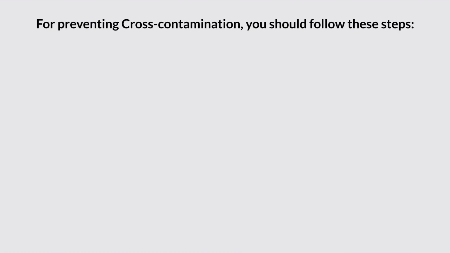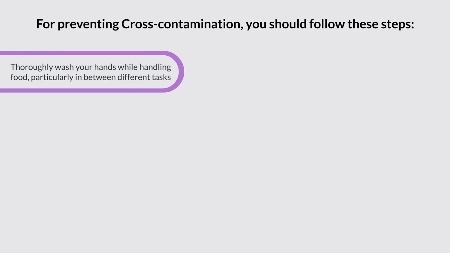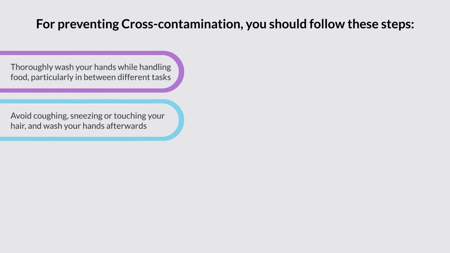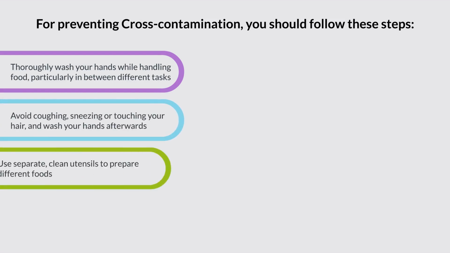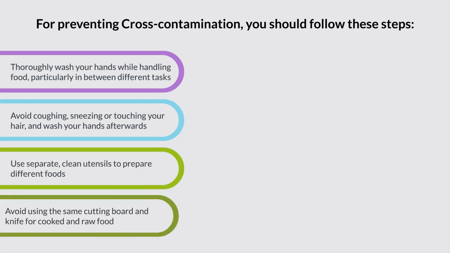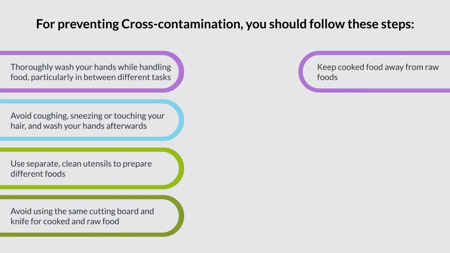For preventing cross-contamination, you should follow these steps. Thoroughly wash your hands while handling food, particularly in between different tasks. Avoid coughing, sneezing or touching your hair, and wash your hands afterwards. Use separate, clean utensils to prepare different foods. Avoid using the same cutting board and knife for cooked and raw food. Keep cooked food away from raw foods.